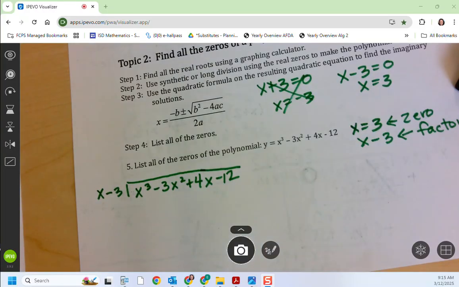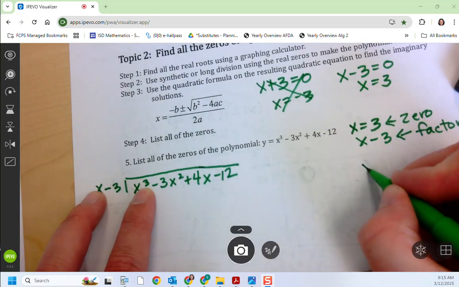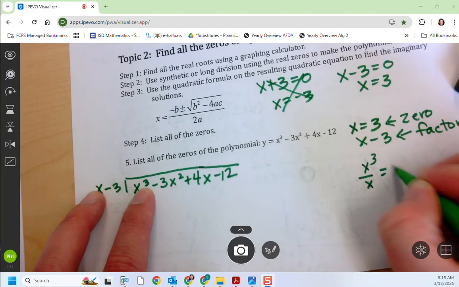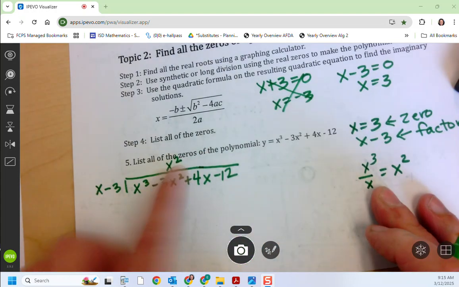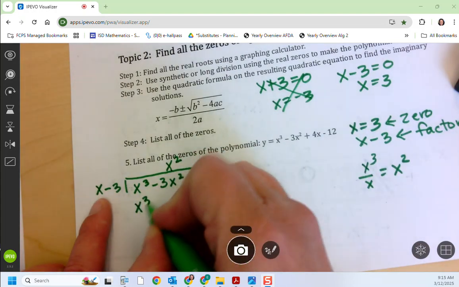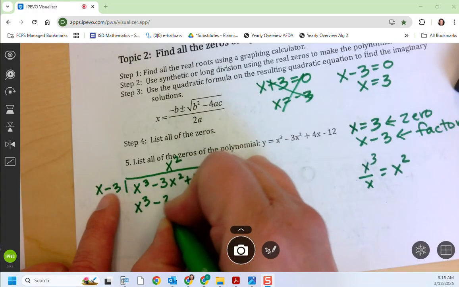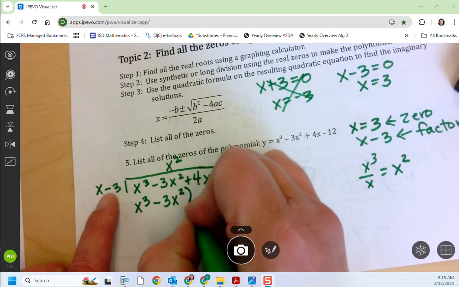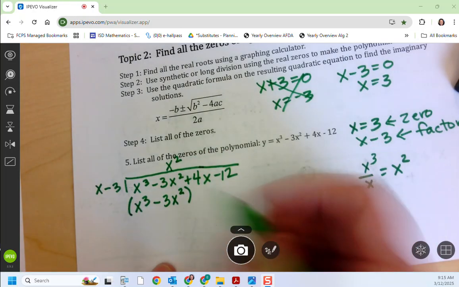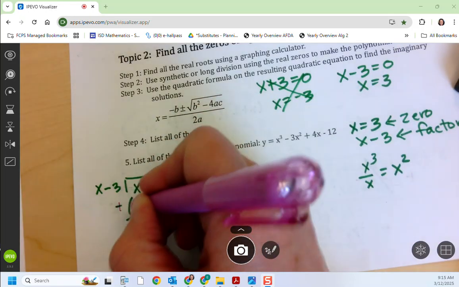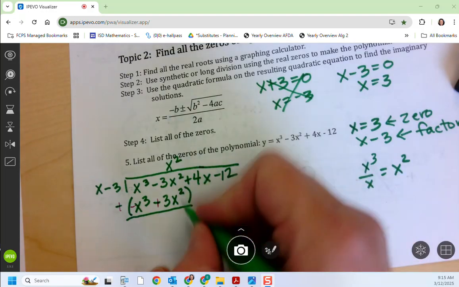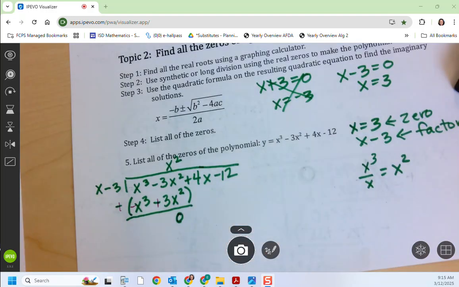First term divided by first term, so x to the 3 over x gives me x squared. I put it above its like term right here. X squared times x is x to the 3, and x squared times negative 3 is negative 3x squared. So strangely this time everything cancels, okay? So that's 0. So since everything canceled, I'm actually going to bring down two different things. I'm going to bring down both of these.